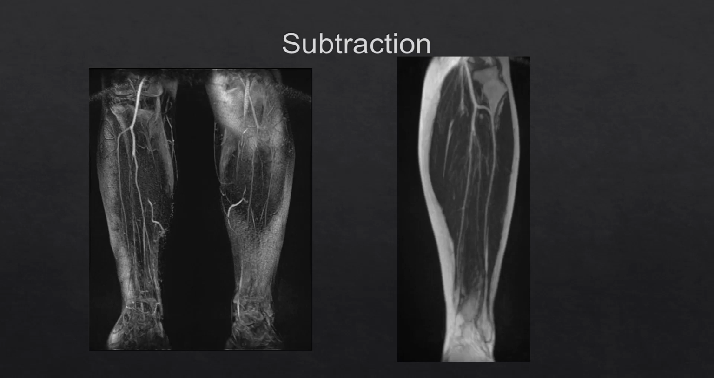There are lots of artifacts regarding subtraction. The point of subtraction is to remove high signal from fat, and this maximum intensity projection appears to show a severe stenosis in the crural vessels, but it's actually just a result of the patient moving between the unsubtracted and subtracted image.